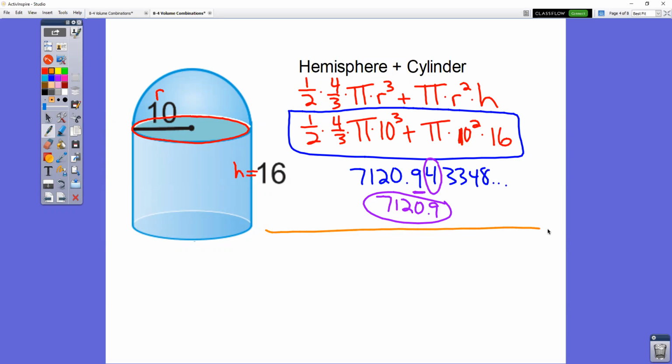If we are going to leave our answer in terms of pi, you need to type in everything except for that pi symbol. Remember that the pi symbol is just going to go at the end of our answer. So you're still going to have your 1/2, your 4/3. You're not going to type in pi. You're still going to have your 10 to the third, your plus sign. Not going to type in pi. Still going to have your 10 squared, and your times 16.